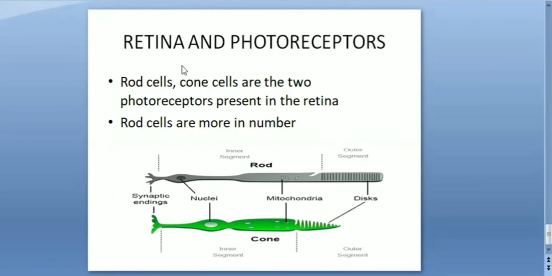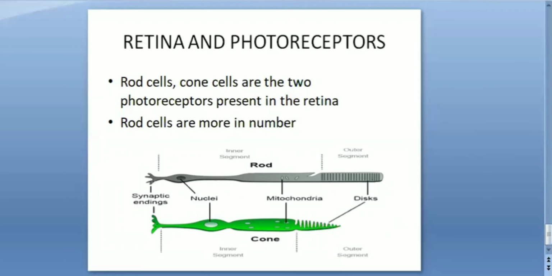Okay, then where are these photoreceptors present? Of course, the photoreceptors are present in the retina. What are the two types of photoreceptors? What is the significance of these photoreceptors? What about the chemistry of vision? How do these photoreceptors play a major role for viewing objects? All these things we should know.